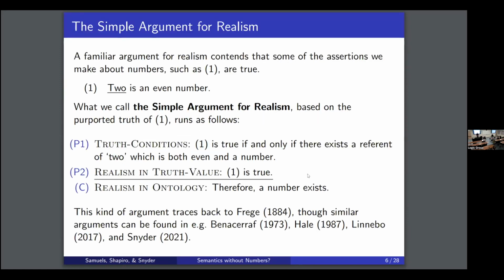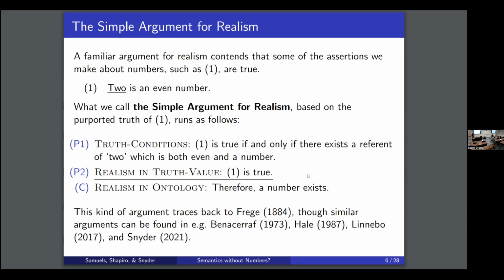Here's the simple argument for realism. Again, this is a traditional, very familiar kind of dialectic within the philosophy of mathematics. It begins with Frege, and it's been reiterated many, many times throughout the history of 20th century philosophy of mathematics. So here it goes. Consider this sentence: 2 is an even number. Suppose that sentence is true. And we have the following argument.